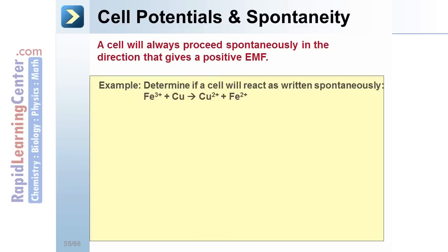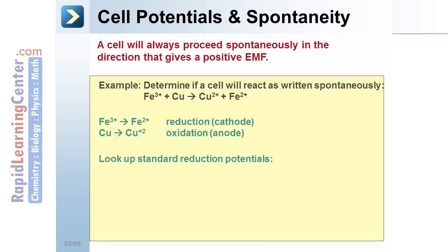For example, determine if this cell will react spontaneously. Fe +3 to Fe +2 is reduction at the cathode. Copper to copper +2 is oxidation at the anode. Look up the standard reduction potentials for these two reactions. The iron reaction is 0.77 volts. The copper reaction is 0.34 volts.